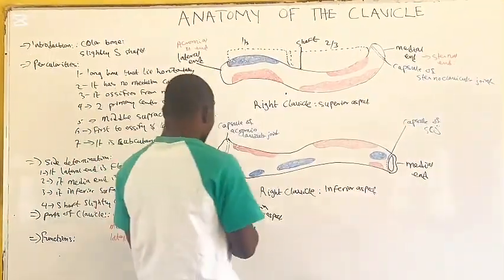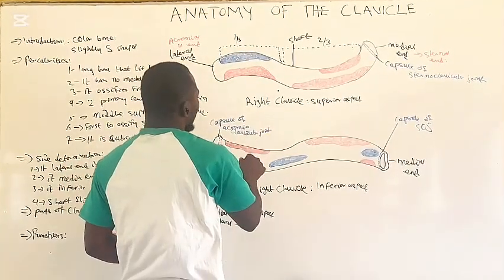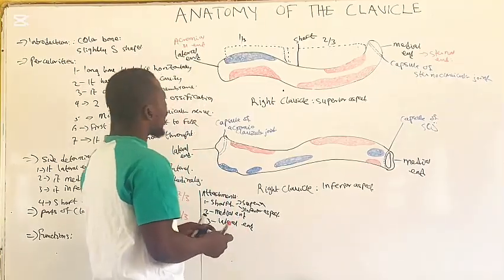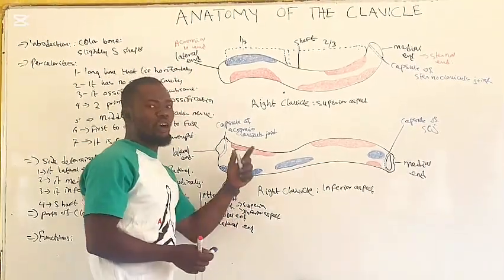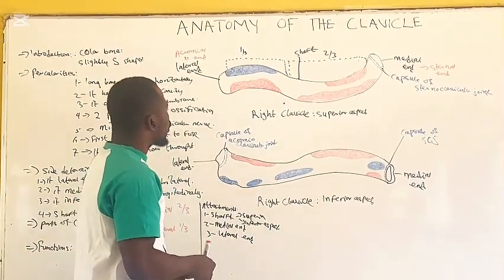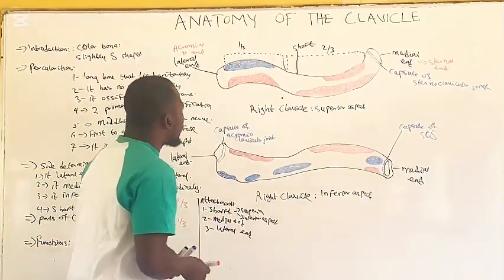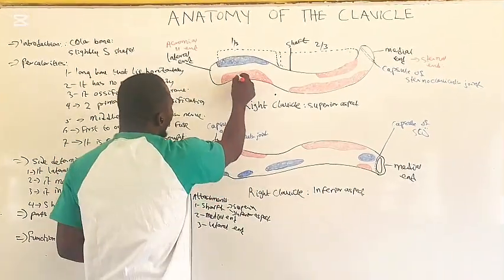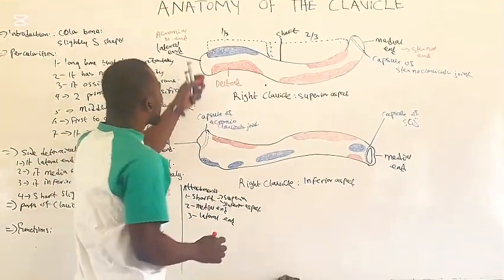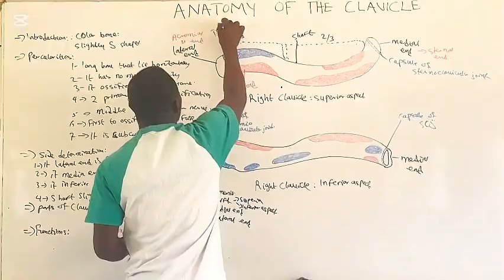Now, attachment on the lateral 1/3. This is the lateral 1/3, the superior and the inferior view. The anterior border of the lateral 1/3 gives origin to the deltoid, and the posterior border gives insertion to the trapezius. So we say that the anterior border gives origin to the deltoid, and it gives insertion to the trapezius.